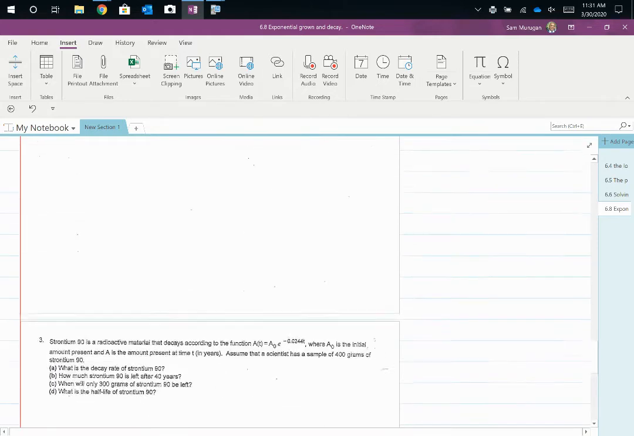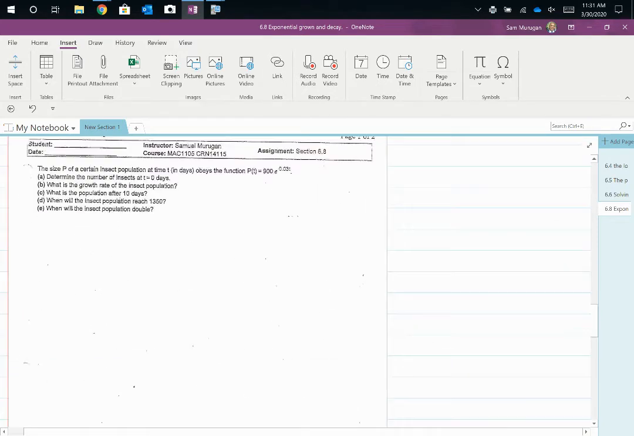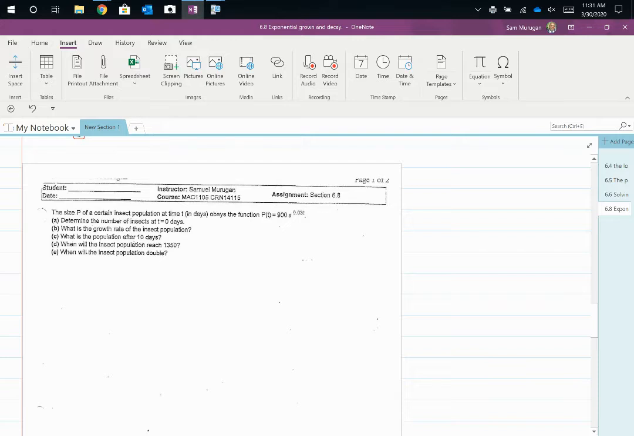So here's the homework for this particular chapter. The size P of a certain insect population is equal to 900 e to the power 0.03t. What is the number of insects after t days? So when t is equal to 0, they're asking about the initial amount.